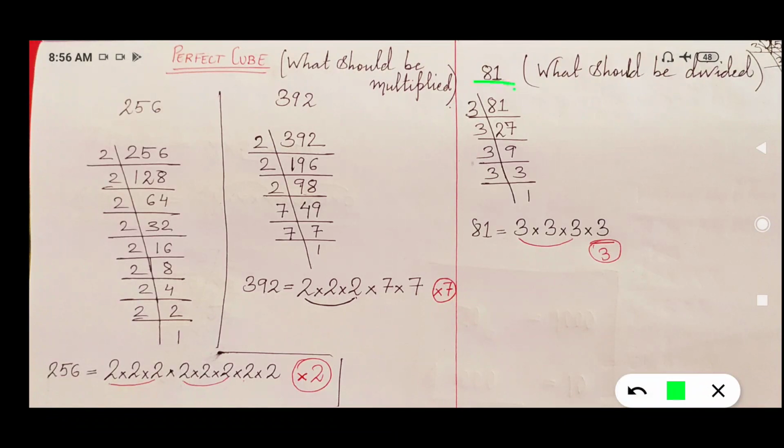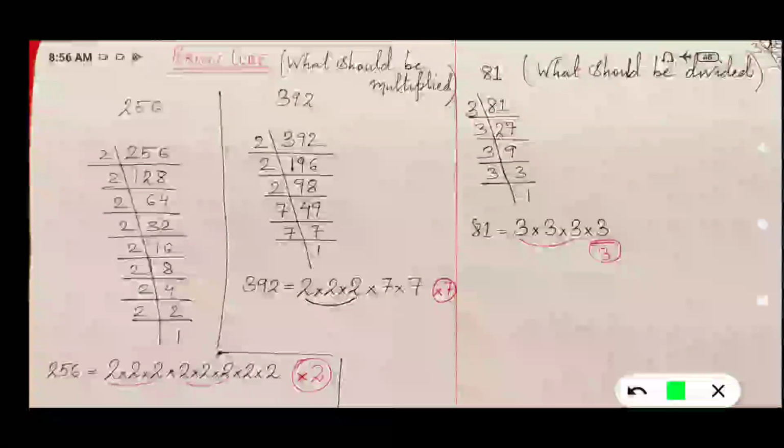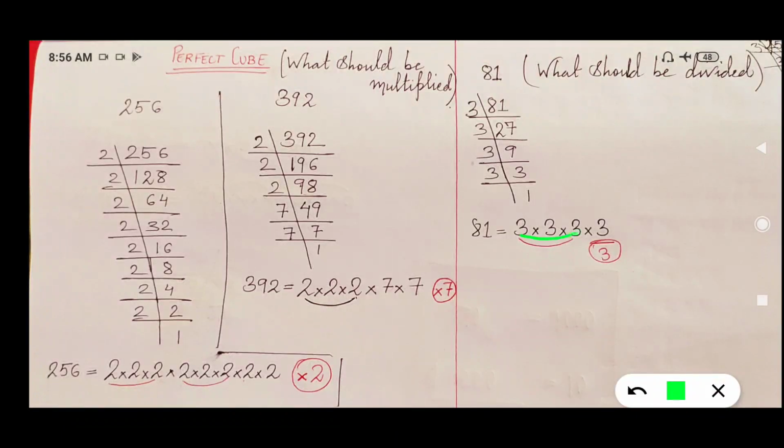81. If you do the prime factorization of 81, you get 4 times 3. So let's write 4 times 3. Okay, now if you make triplets, 3 is in a triplet, so this is extra. 3 is extra, isn't it? That means this should be removed. So what should be removed? The same number should be divided. Like 1 3 should be removed, so you will divide with 1 3. So the smallest number that should divide 81 is 3. If you divide 81 with 3, then this 3 will be removed and it will be a perfect cube, isn't it?